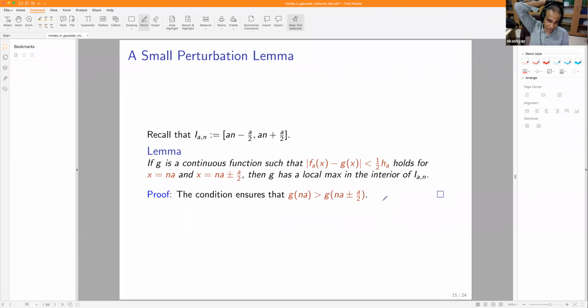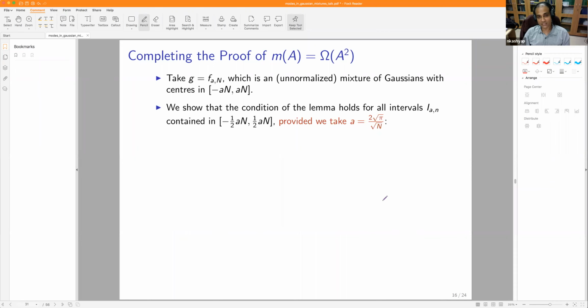It's a continuous function, so there is a local maximum in the interior of this interval. That's all we're asking for, because this suffices for our purposes. Now, what we will do is take g to be our truncated series, this unnormalized mixture that I had earlier, a mixture of Gaussians with centers lying in -an to an, regularly spaced Gaussians.